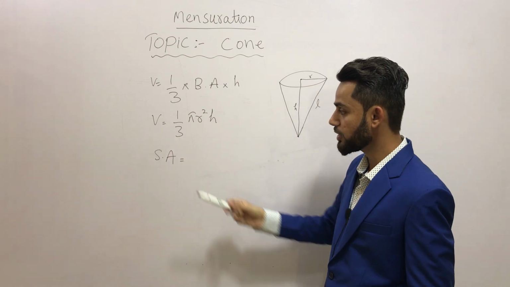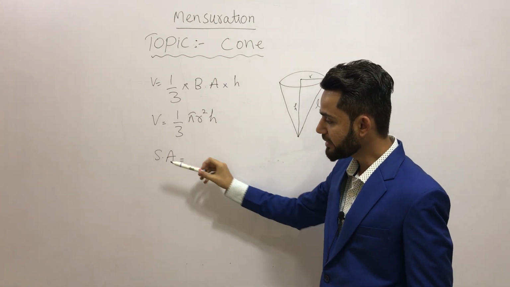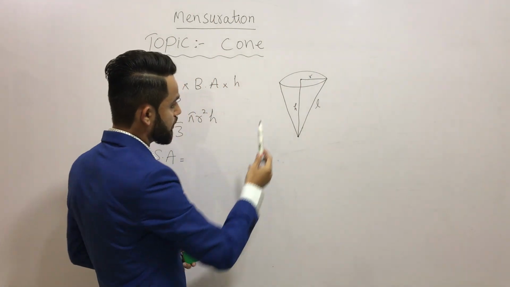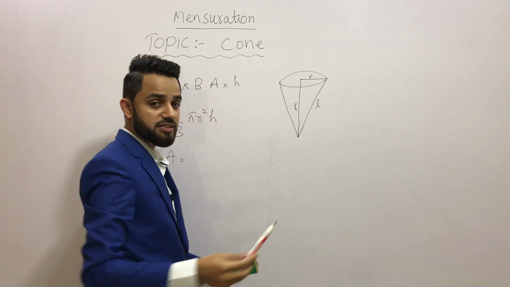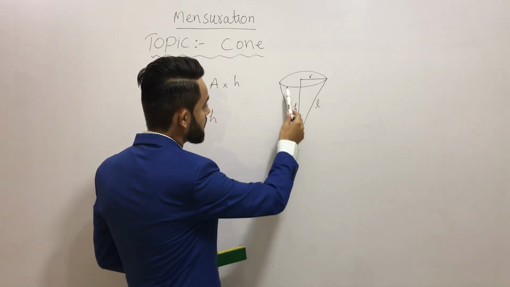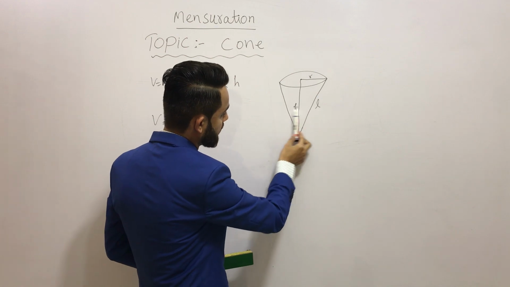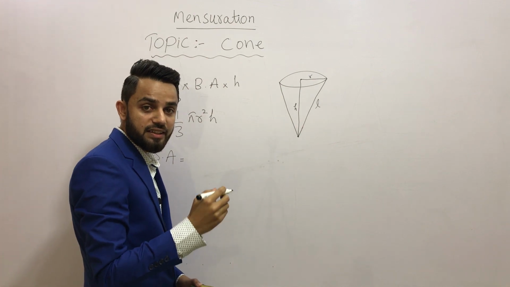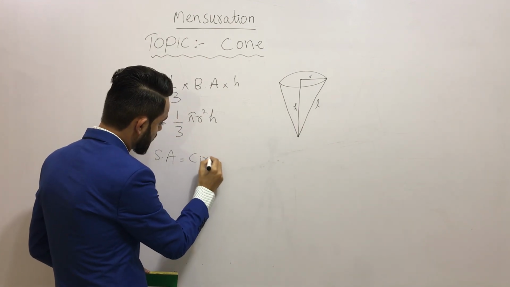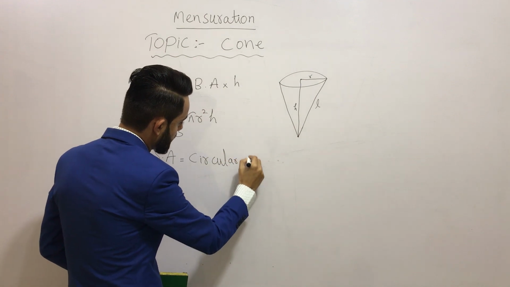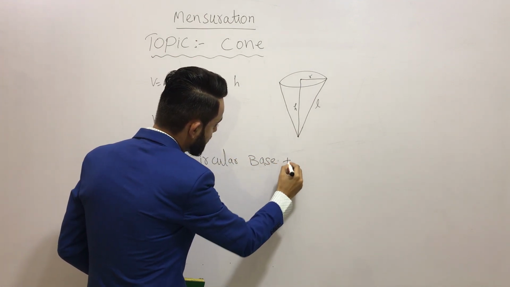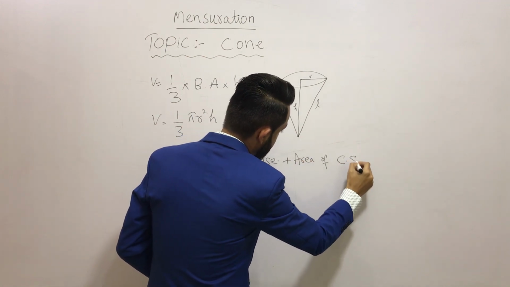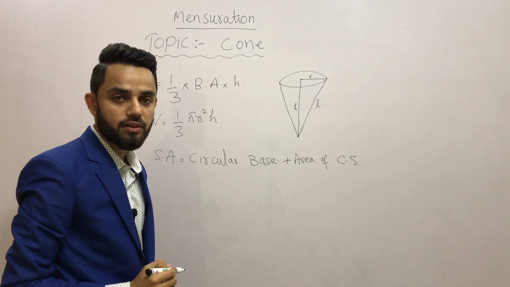So now let's begin with the topic of surface area. What is the surface area of a cone? If you look at this cone carefully, you will realize that it consists of two surfaces. We have two faces, one is the circle and the other is the curved shape. So we say that the surface area of a cone is the circular base plus the area of the curved surface. C.S. means the area of the curved surface.